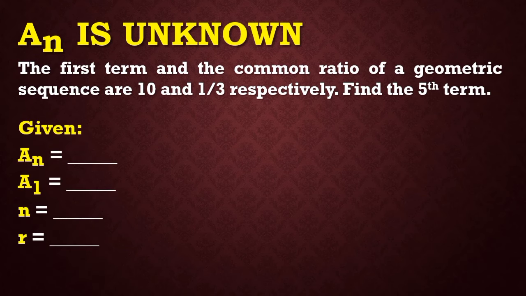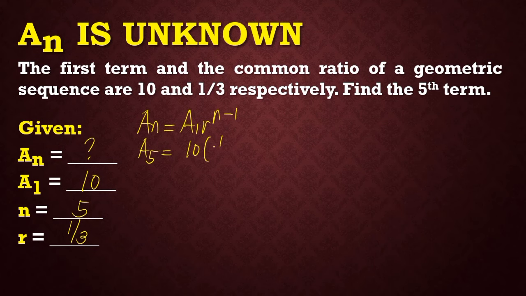So, a sub n, yun po yung unknown. A sub 1, that is 10. And then, n is 5. And then, the common ratio is 1/3. Now, applying the formula, a sub n is equal to a sub 1 r raised to n minus 1. Okay, so a sub 5 is equal to, the first term is 10, the common ratio is 1/3, then n is 5 minus 1.